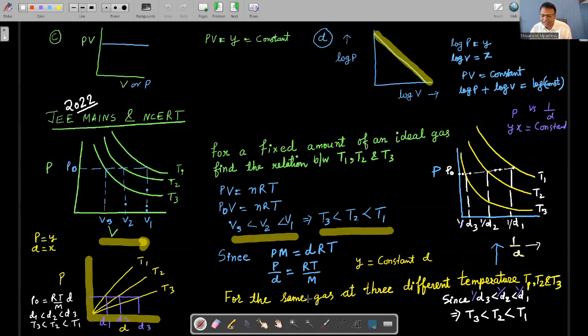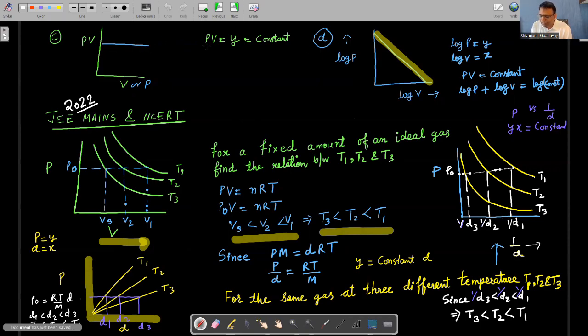The third graph regarding this is PV versus V graph, or PV versus P graph. We know that P into V is constant. P into V we have taken on y-axis, so y is constant. Whatever the value of x, y is constant. It is a line parallel to x-axis.